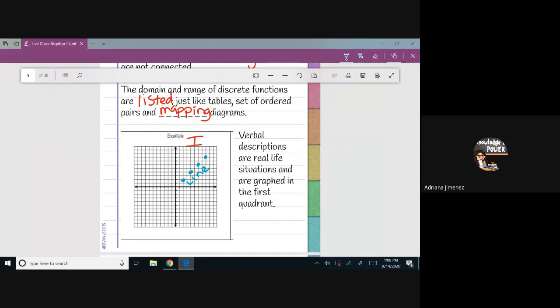Any questions about discrete? Do I need to go into further detail? Do I need to try to give you an example? Is everybody okay with discrete, just to know what it means to be discrete? If I don't hear anybody say anything, we're going to have to keep going.